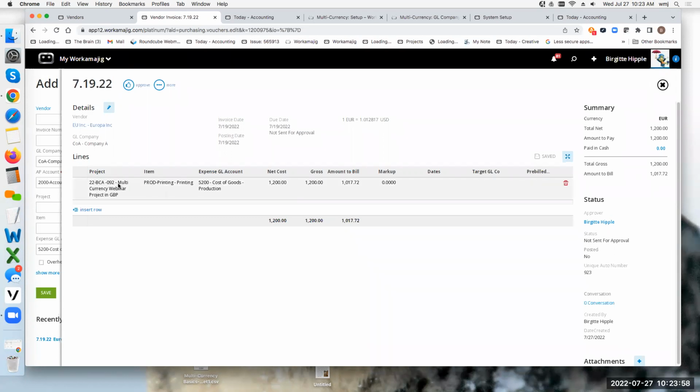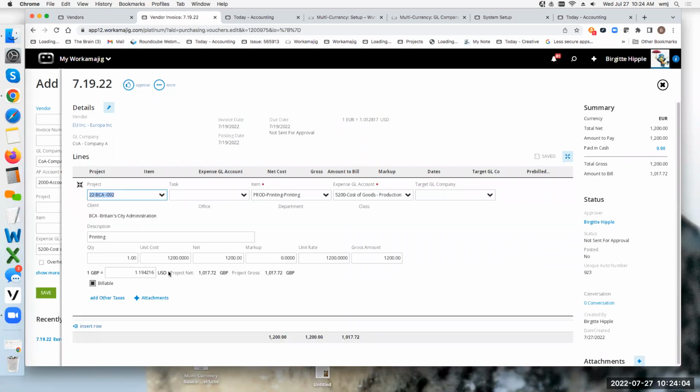But since a vendor invoice can have multiple lines, you really have to look at the line detail to see what's happening on the project. So the project knows it's GBP. And it says, okay, you may have to pay the vendor $1,200, but the project net and gross, without a markup in here, I'm trying to keep things simple, in GBP is $1,117. So this is the amount that would be billed out to the client in GBP. This is the amount that would be paid out to the vendor in euro.